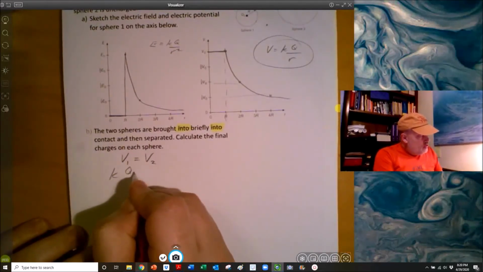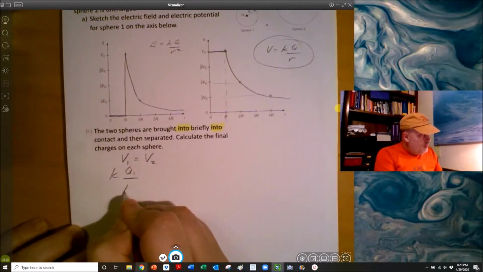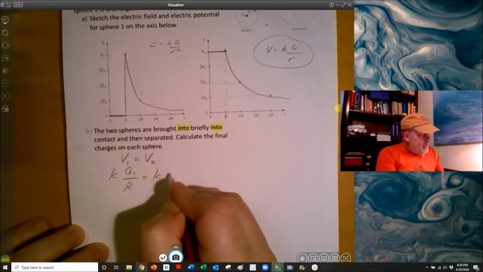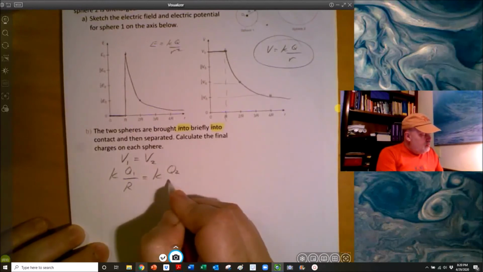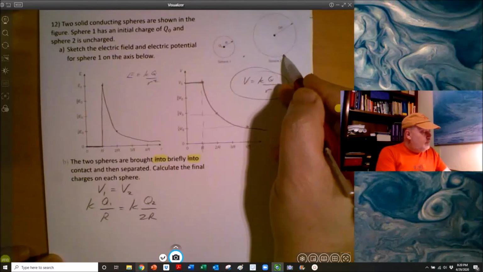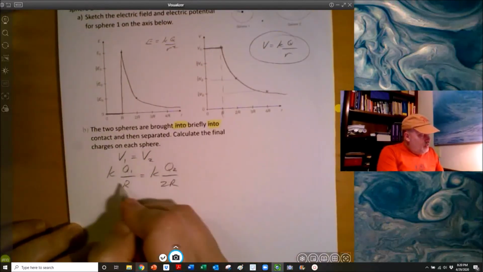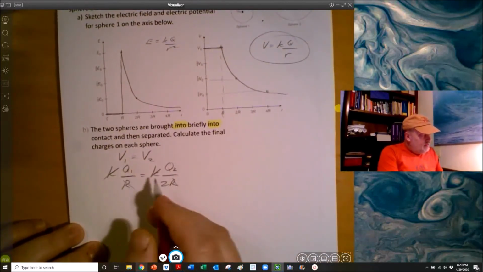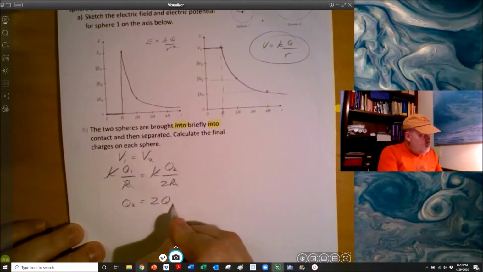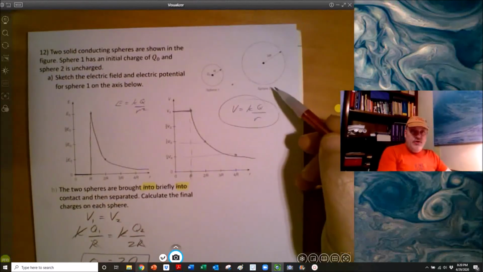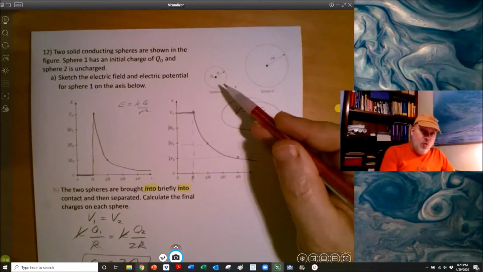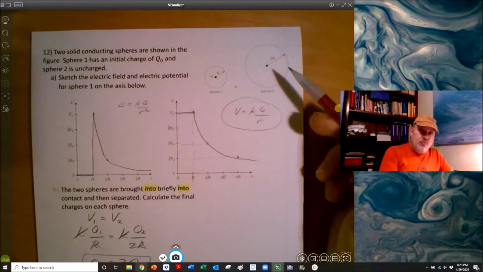So that is K Q1 over radius for sphere 1 must equal K Q2 over 2R for radius 2 for the second sphere. So K's cancel, R's cancel, and I'm left with Q2 equals twice Q1. So Q2, our sphere 2, is going to have twice the charge of sphere 1 at the end, which makes sense. It has more room.